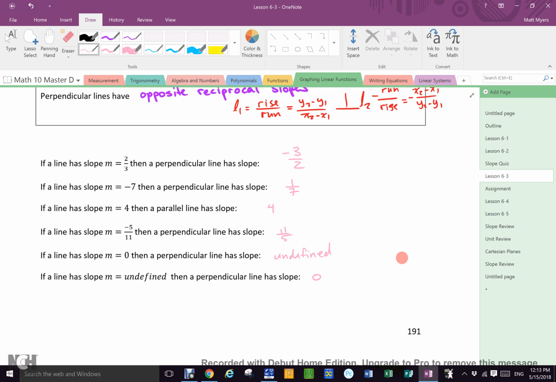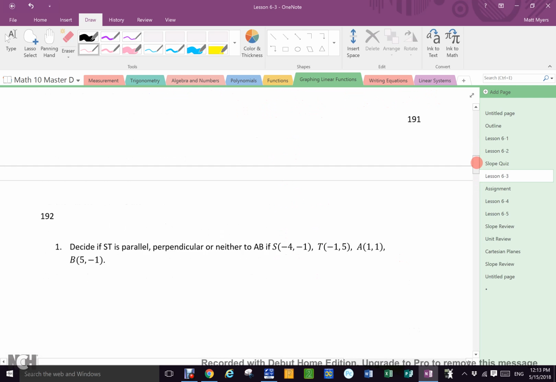Taking a hit. Everybody good? Is everybody able to do this? Is everyone able to do this? Yeah? Okay. Turn the page over.